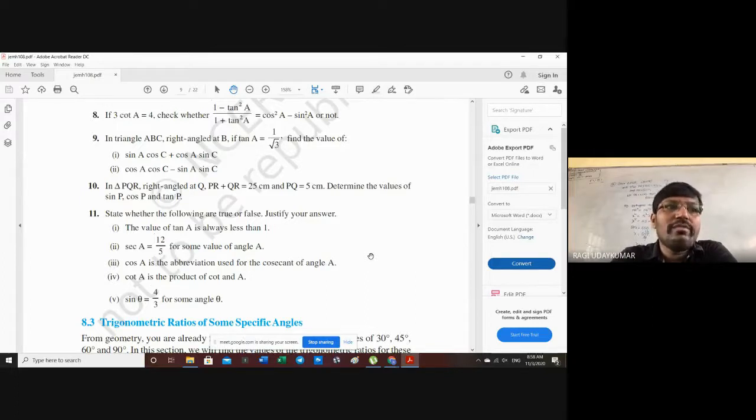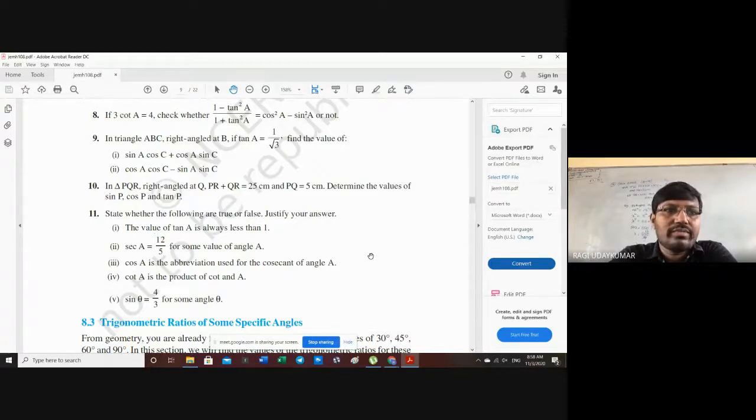Secant A equal to 12 by 5. Then for some angle A, secant A can be 12 by 5. Why not? Secant is nothing but hypotenuse by adjacent. Hypotenuse is always greater than the adjacent side. So here 12 by 5 is greater than 1, so it is possible. It is true.